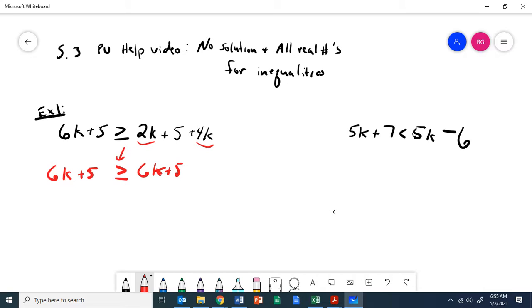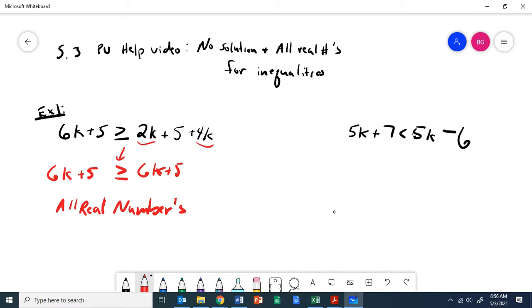Can the left side be greater than or equal to the right side? Well, since we said greater than or equal to, that means since they are the same, they are equal to, this will always work. It doesn't matter what number we put in for k. Both sides will always be equal to each other. So when we have a case like this, we have all real numbers. Okay, so we say all real numbers, and sometimes people abbreviate. I like to put the number sign or the pound symbol, but it's all real numbers.